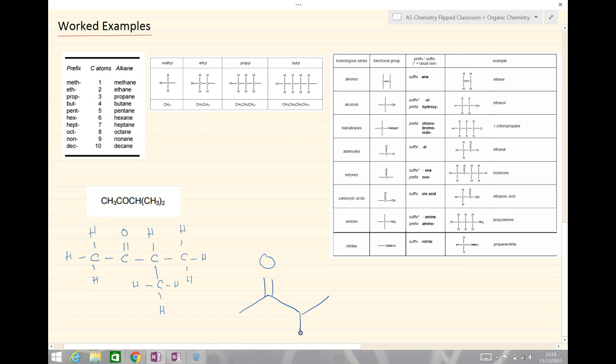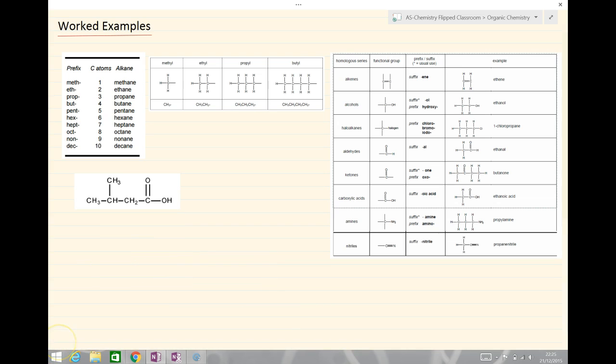Now we're going to have a look at the carboxylic acids. This time then, we've got carboxylic acid, because of the functional group at the end. We've got 1, 2, 3, 4 carbons in our longest chain. We're based on but, only single covalent bonds so butan. The ending, oic acid.